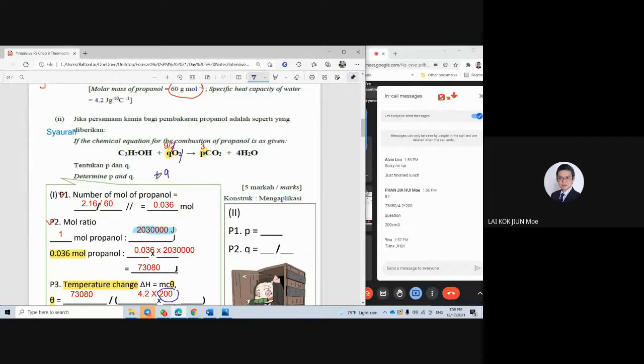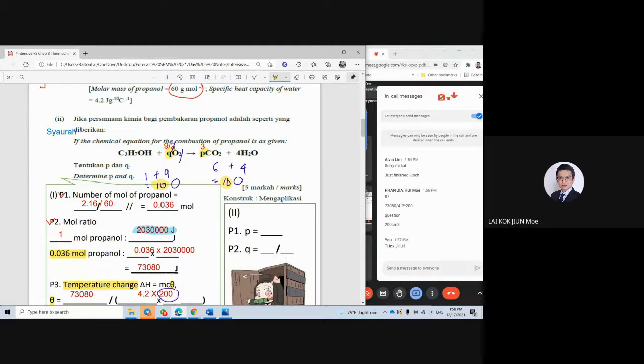9 plus how many O? 1 O. Total you have 10 O, right? How about here? 3 times 6, you got 6 O, right? Here got how many O? Shaura? 4. Yes, total O will be 10 O, right? So very good. So you can get the balanced equation already, right?